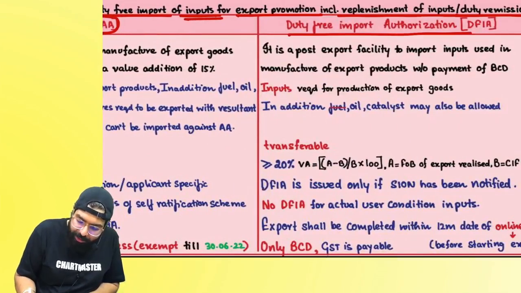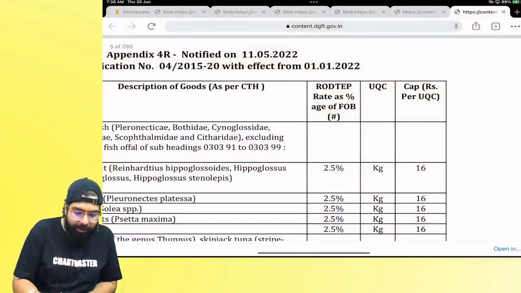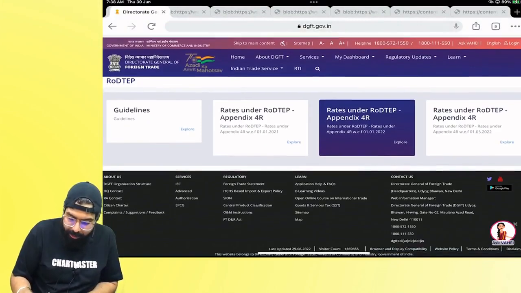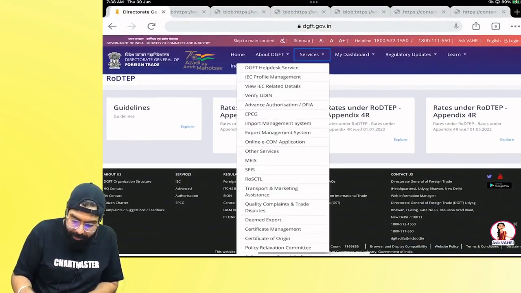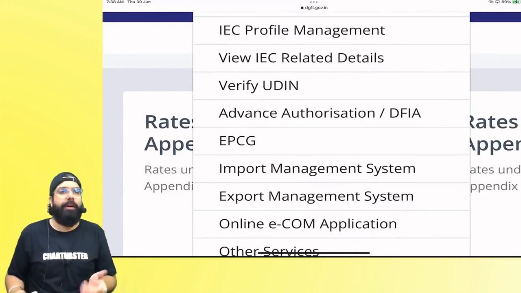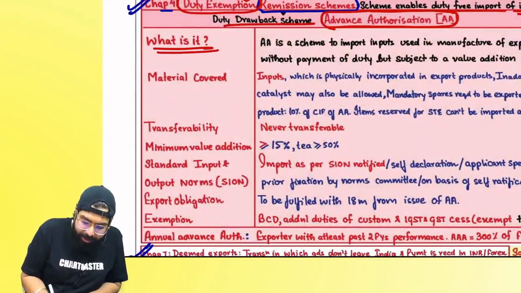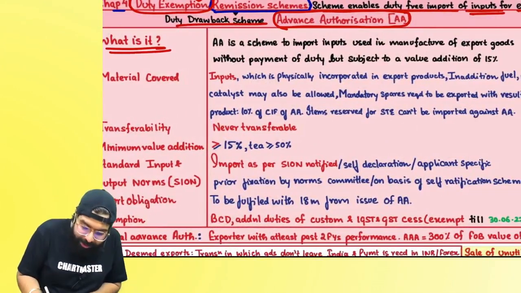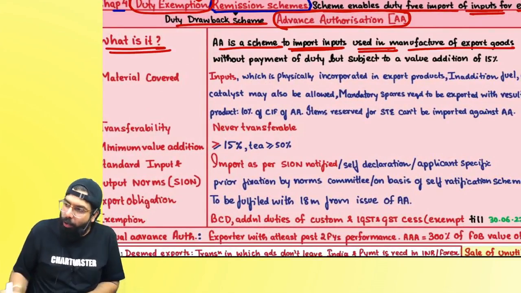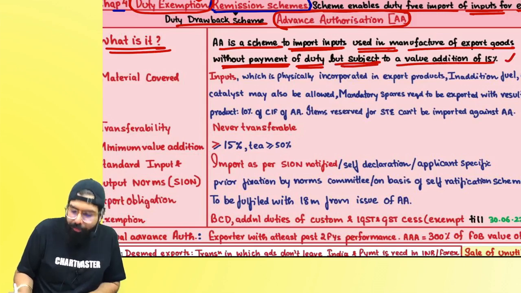One is the duty-free import authorization. Sir, how do I take this authorization? If you see over here, the DGFT office, in services you can see advance authorization and DFIA, you can apply for it. What is an advance authorization? It is a scheme to import inputs used in the manufacture of exported goods without payment of any duty, but subject to a value addition of 15%.